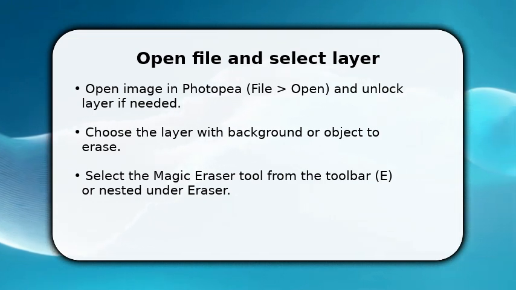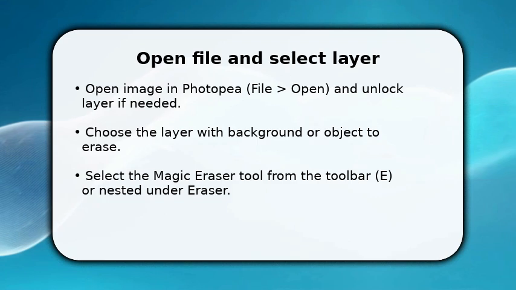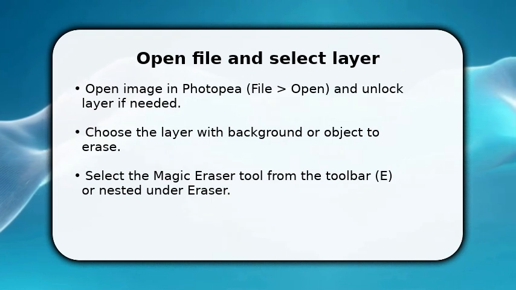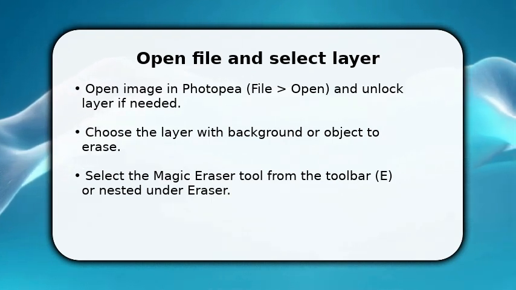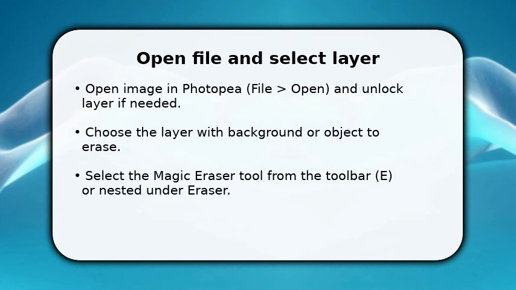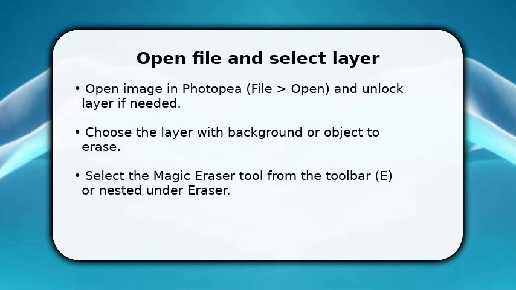Set a low sample tolerance initially so you can see how it behaves. Lower tolerance removes colors very similar to the clicked pixel. Once done, click an area to remove contiguous pixels of similar color and observe what disappears to guide your next adjustments. Now refine how aggressive the Magic Eraser is by changing tolerance.